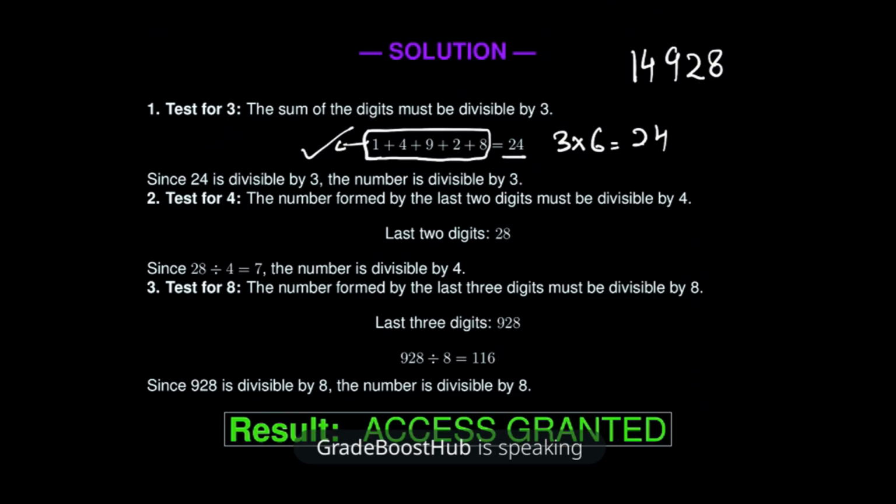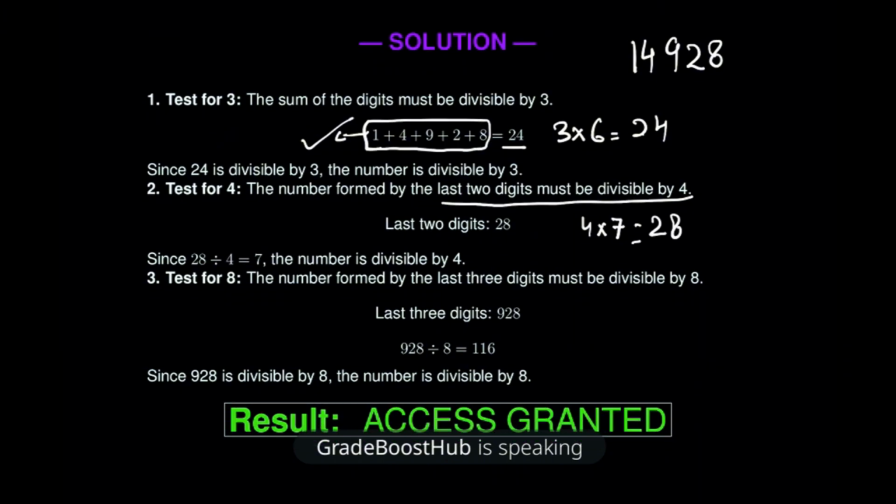Now, let's test for 4. The number formed by the last 2 digits must be divisible by 4. So in this, the last 2 digits are 2 and 8, that is 28. And we know that 4 times 7 is equal to 28. So that clears that this number is divisible by 4 as well.